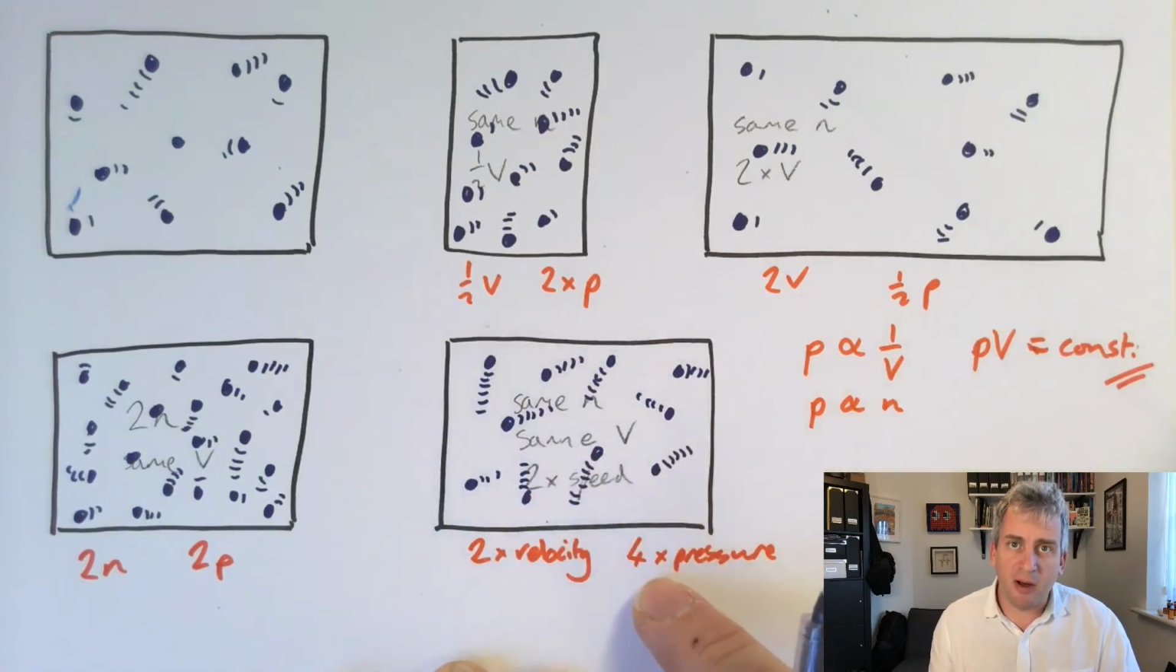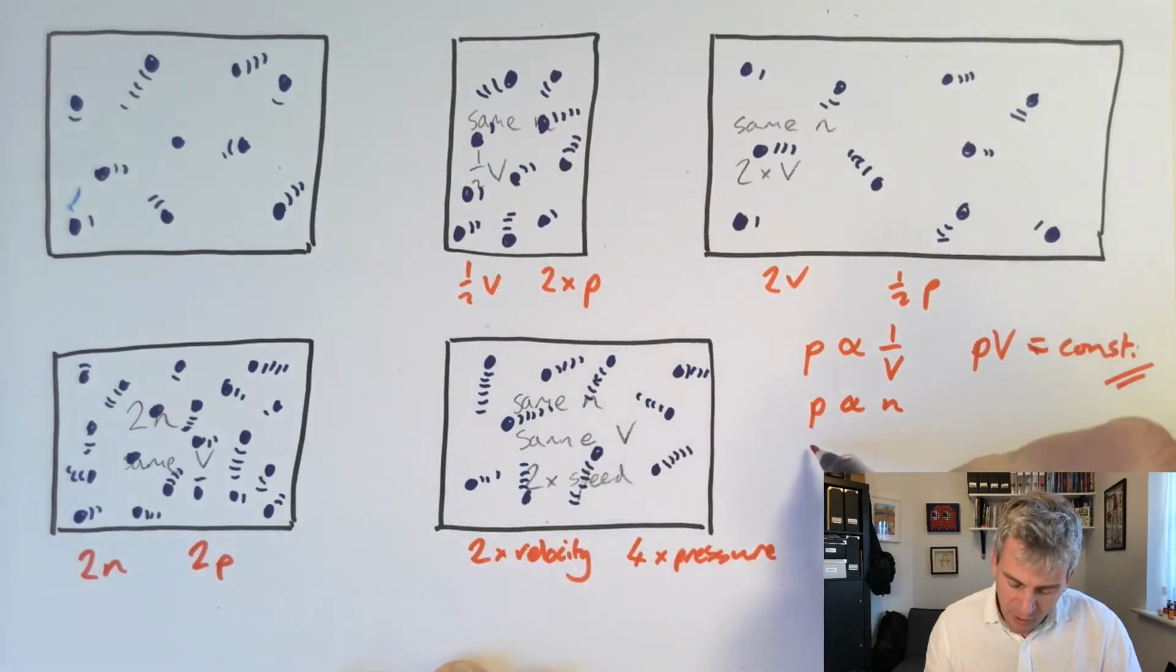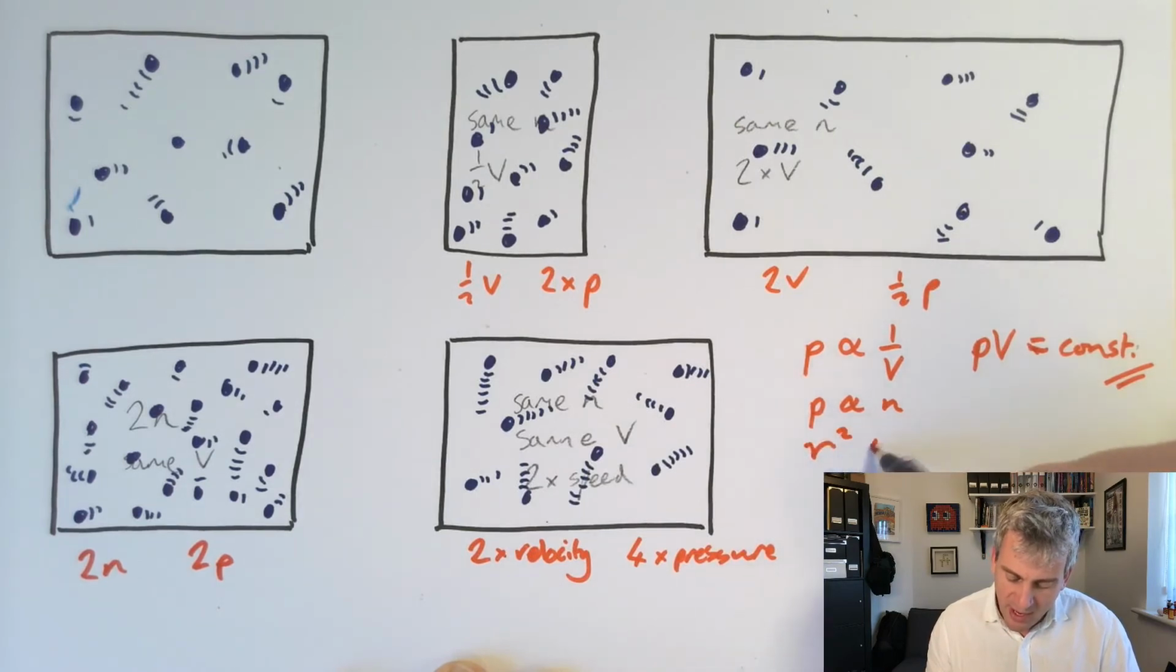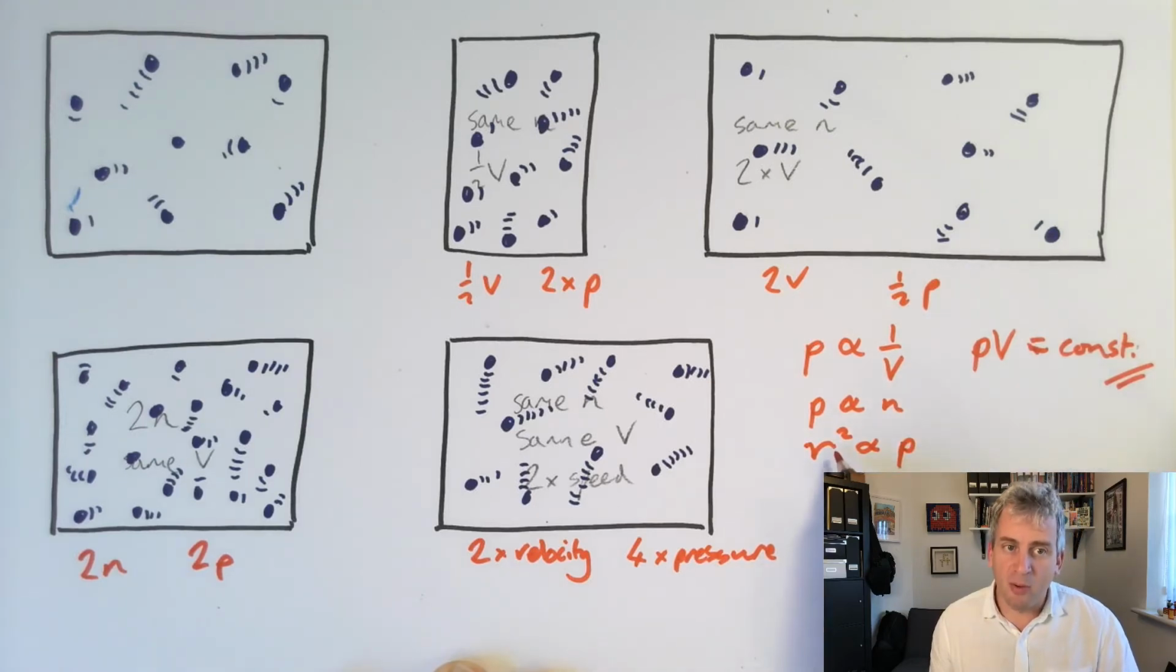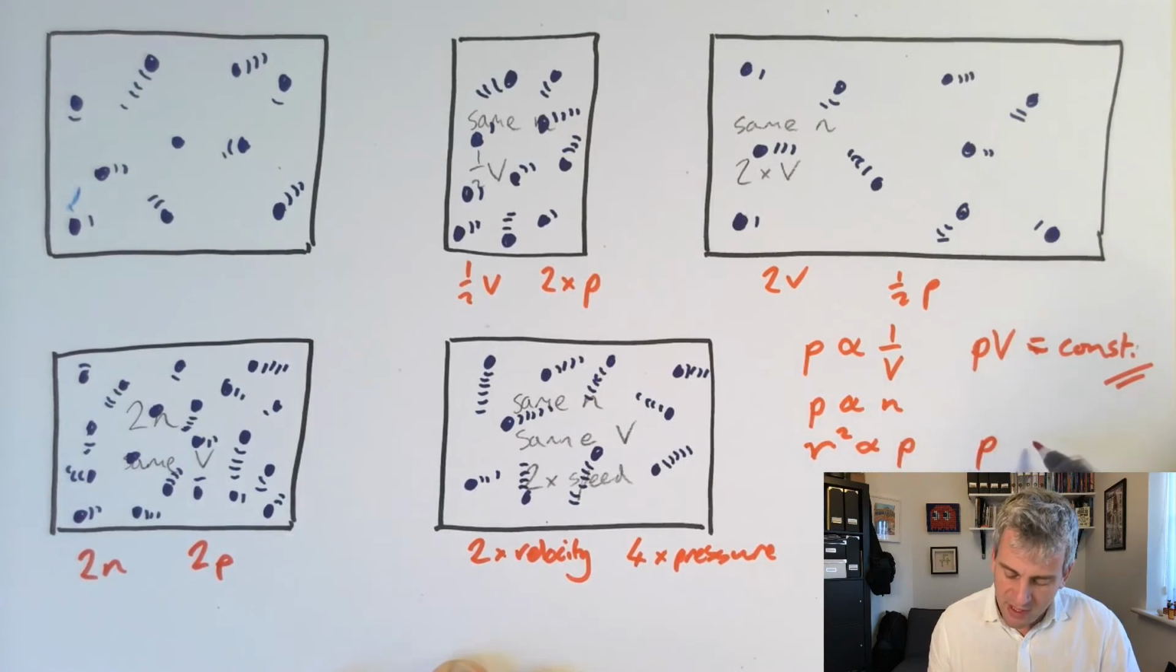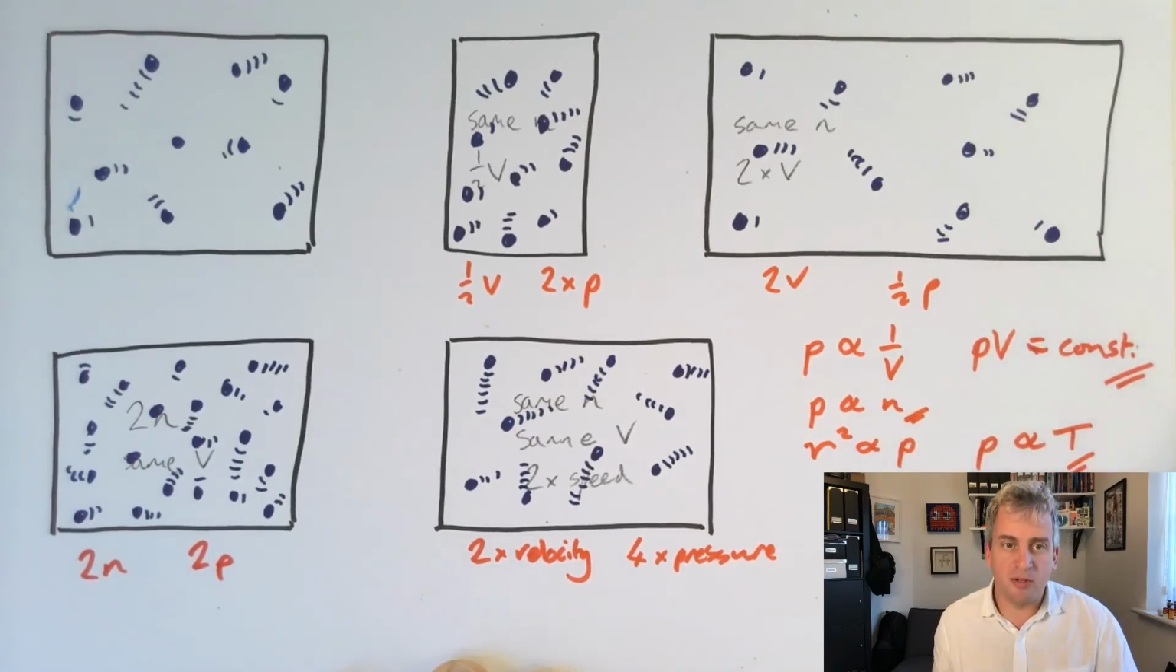This one's a little bit harder to understand, but if we've got twice the velocity, velocity squared is proportional to the pressure. And if you happen to know that velocity squared is also proportional to the absolute temperature, that is the temperature measured in Kelvin, then you can say that pressure is proportional to the temperature. So we've got 3 results.